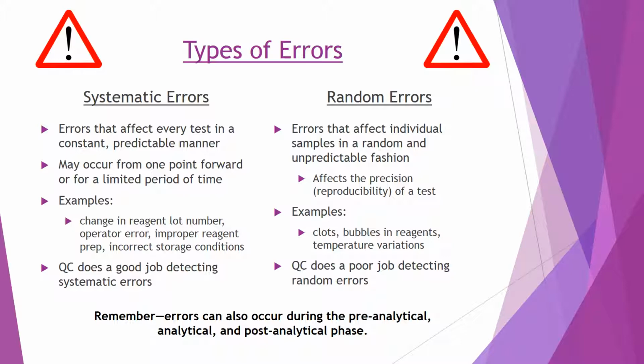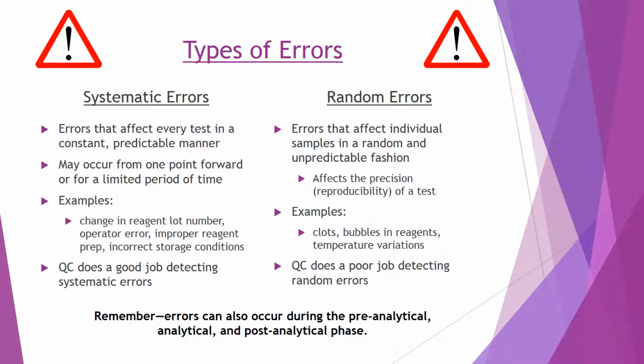Random errors affect individual samples in a random and unpredictable manner. This can negatively affect the reproducibility of that test. And QC does not do a great job at detecting these kinds of errors, because what are the chances that your QC sample is going to have the same type of error that your random patient sample had? If your patient sample has a clot in it, it's really unlikely that your QC will have a clot in it as well. And just a note here, remember that errors can occur in any phase of testing. That includes the pre-analytical phase, the analytical phase, and the post-analytical phase that we talked about.